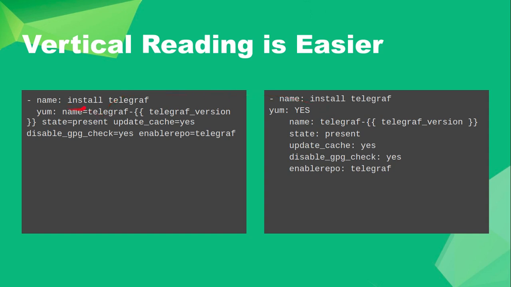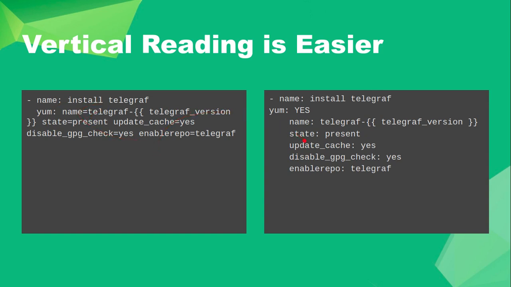What you can see here is one task, install Telegraf, using the yum module. We want to install the Telegraf version, state present, update cache yes, disable gpg check yes, enable repo Telegraf. These are the pieces of information you have given, but if you try to read it this way, it looks really complex, like complex code, and you will not be able to understand it quickly.